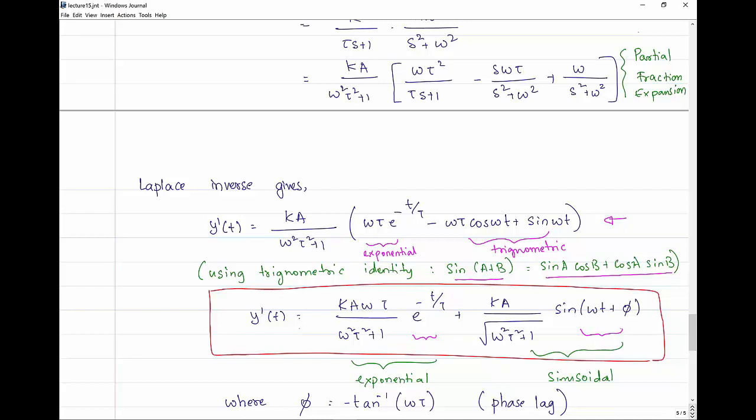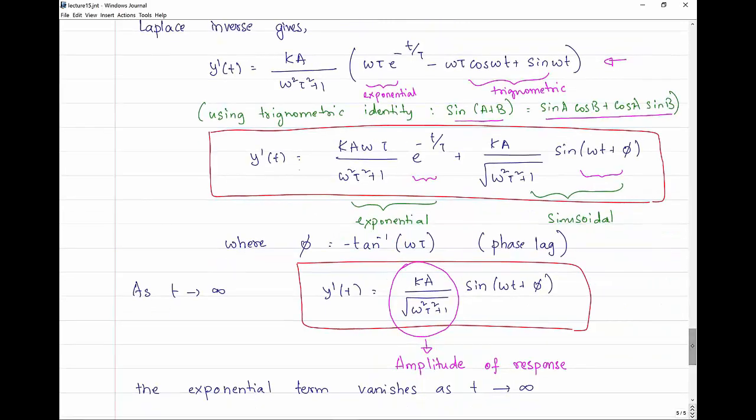Now it's very easy to see that the exponential term goes to 0 as t goes to infinity, and therefore eventually the output of a first order system to a sinusoidal input is also going to be a sinusoid. But the important thing to remember here is that this output sinusoid is going to have a different lag. It's called phase lag. And the phase lag phi is given by negative tan inverse of omega tau.